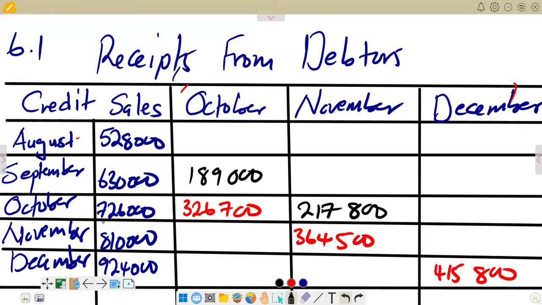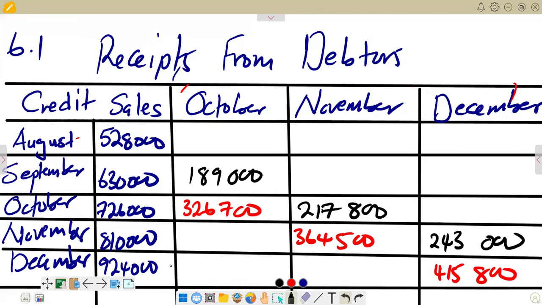And then November will now be received in December. So we are saying 0.3 times 810,000, and the answer will come here, November received in December. We calculate that one, 0.3 times 810,000, and we get 243,000. So this is what we have in terms of the second instruction.